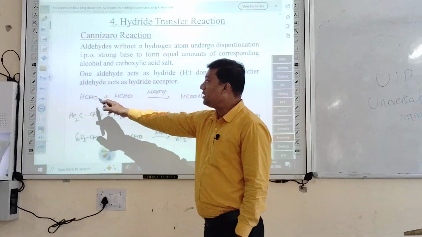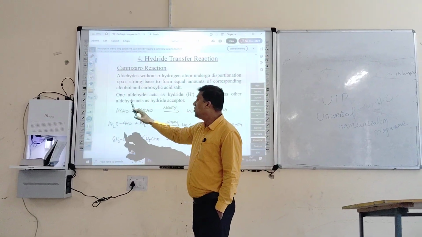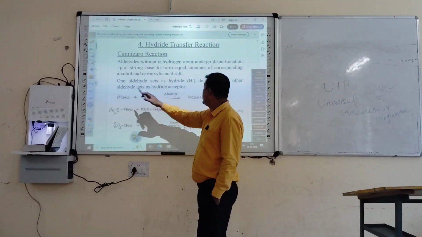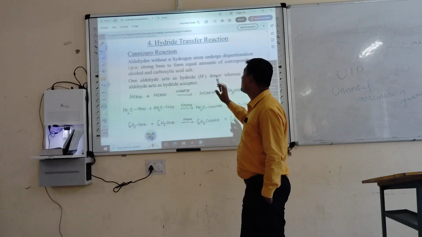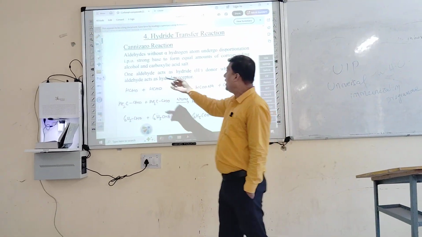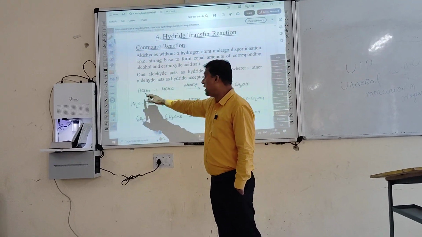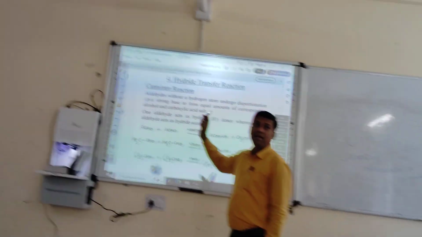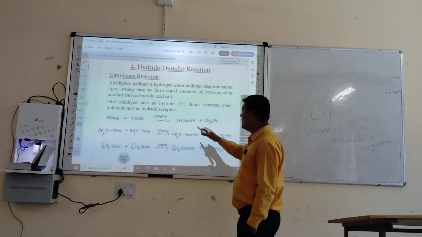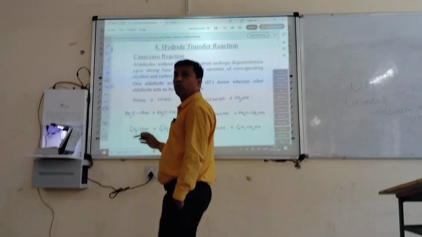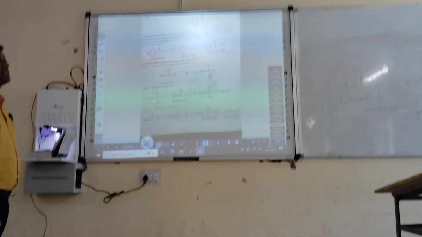These are two formaldehyde molecules, and one formaldehyde acts as hydride donor. It will donate an H minus ion, whereas the other aldehyde acts as hydride acceptor. This one will accept the hydride ion, and this aldehyde will give a hydride ion. This is the mechanism of the reaction. Finally, these are the products formed, and we will also study this in your books. Here the Cannizzaro reaction is there.